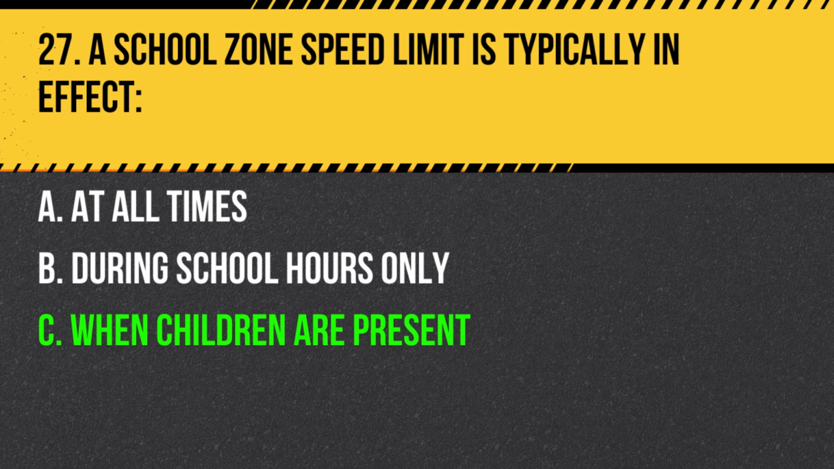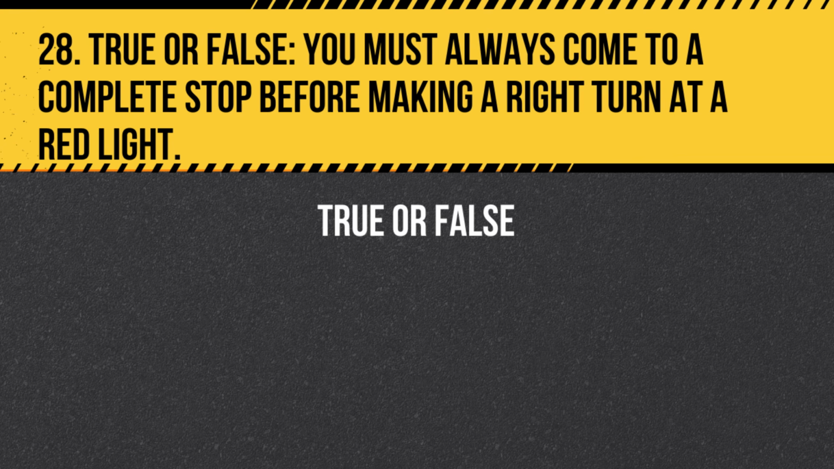When children are present. School zone speed limits are typically in effect when children are present or during specific posted hours. Question 28. True or false? You must always come to a complete stop before making a right turn at a red light. Answer. False. While you must come to a complete stop before making a right turn at a red light, you may proceed with the turn without stopping again if the way is clear and no sign prohibits the turn.